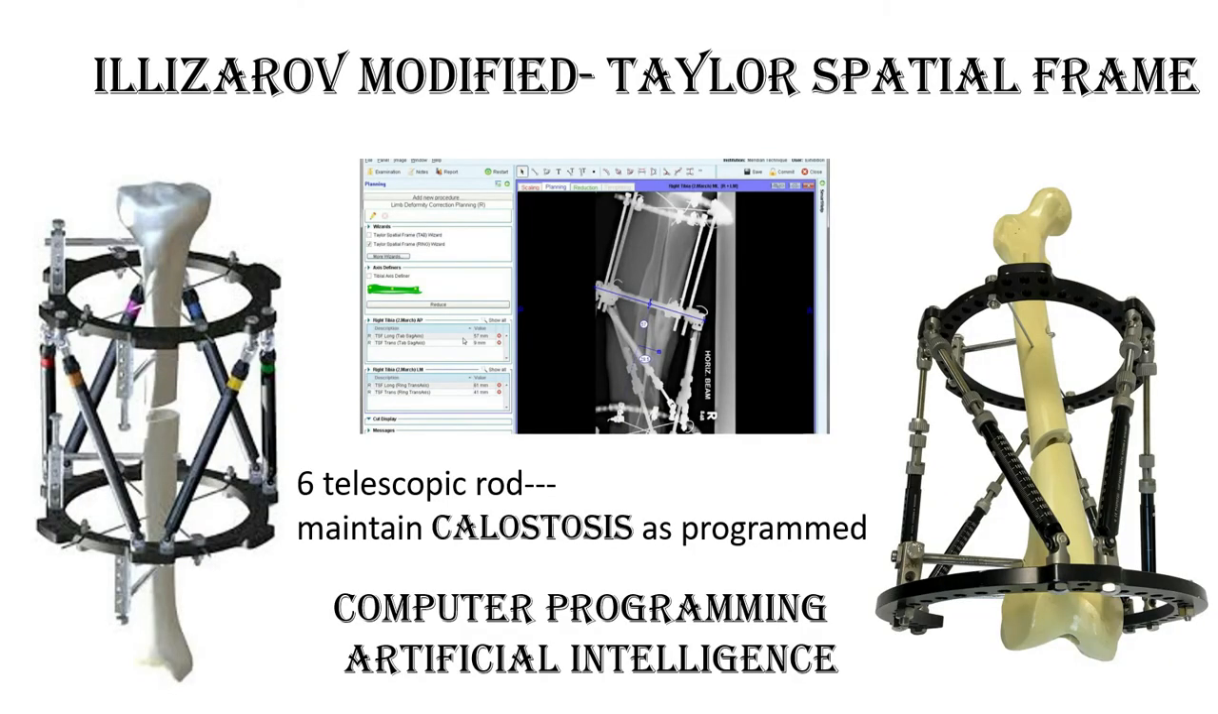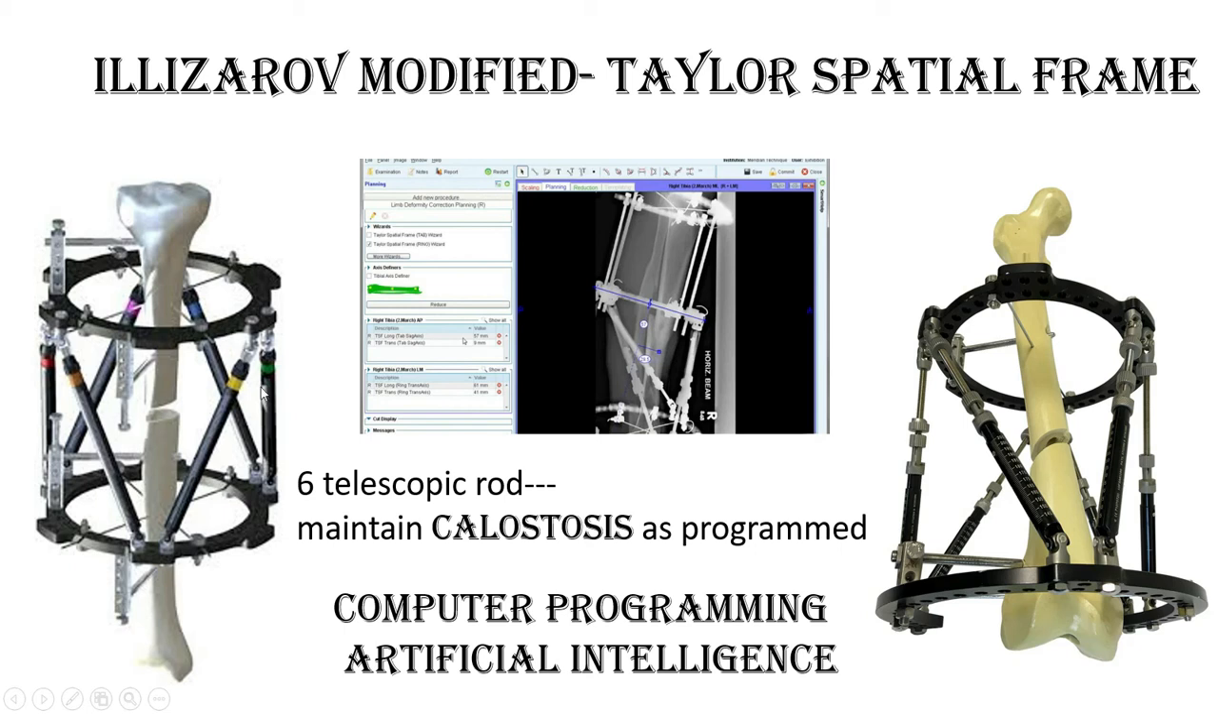And a special update for Ilizarov is the modified Taylor frame. What do you mean by modified Taylor frame? It has 6 telescopic rods present in a crisscross manner over this Ilizarov ring. In this, the telescopic rod has a special inbuilt microprocessor sensor, and it has been programmed by a special type of software, and this can manage any type of angular deformity, any type of shortening, any type of problem.